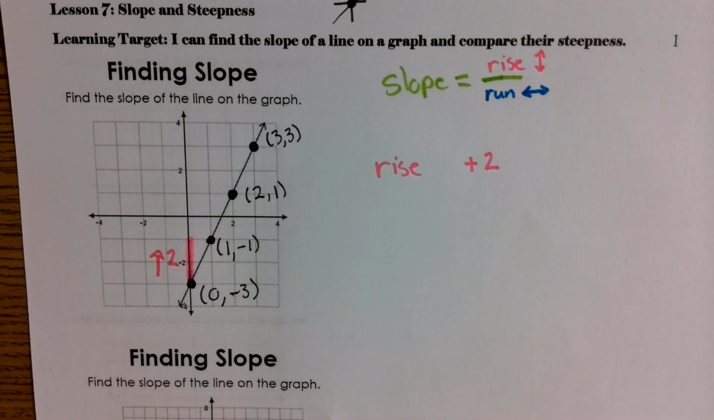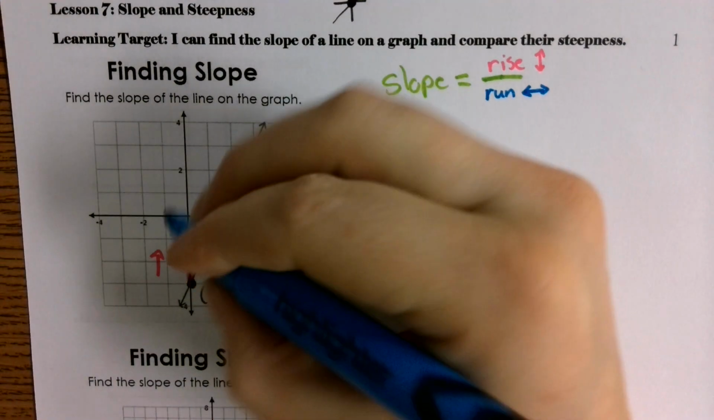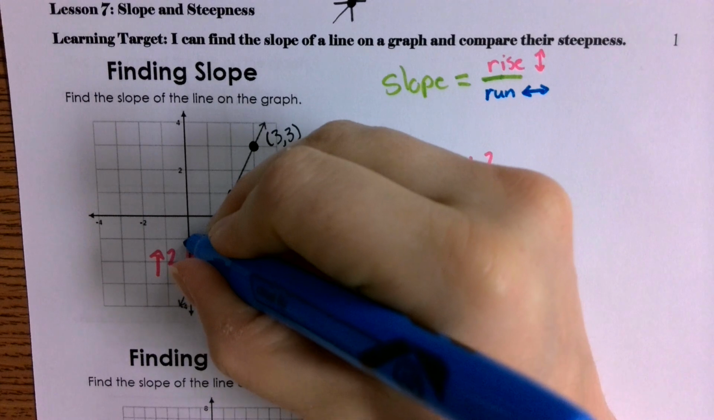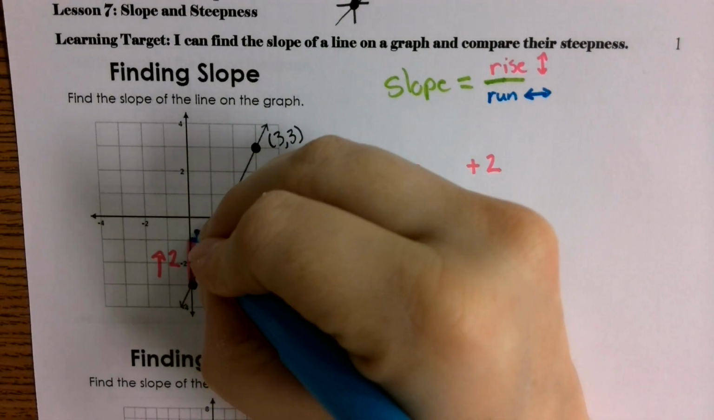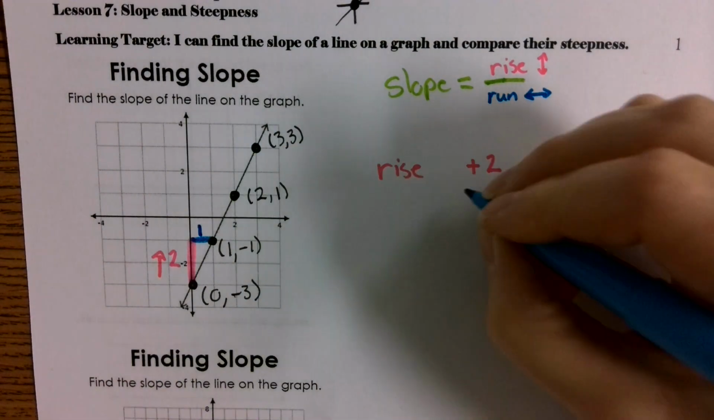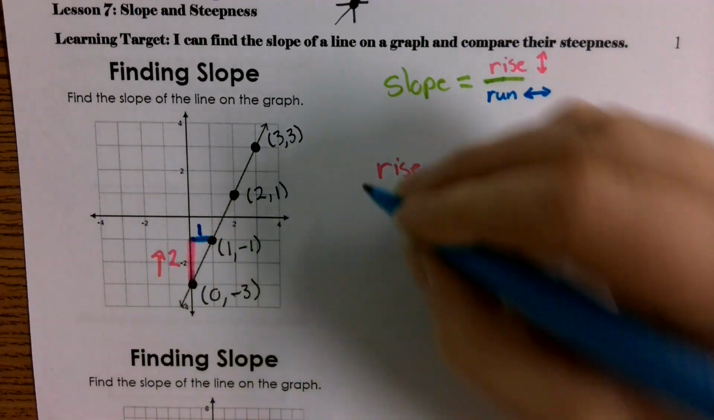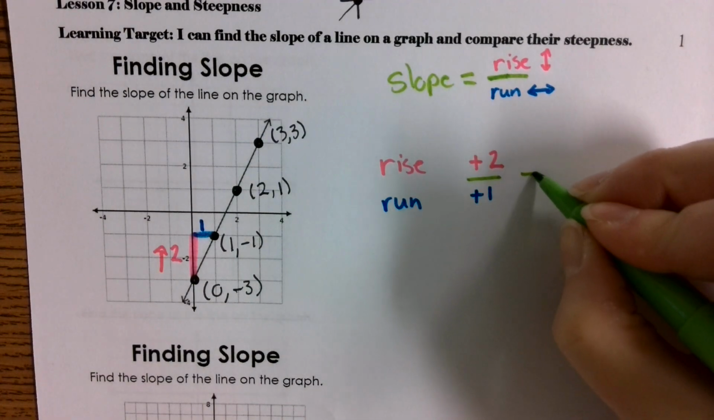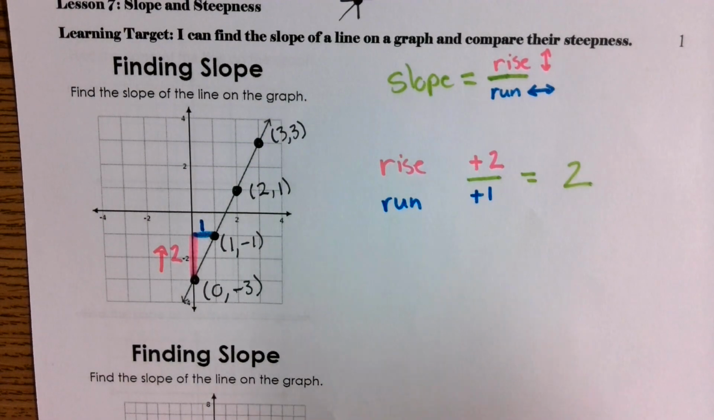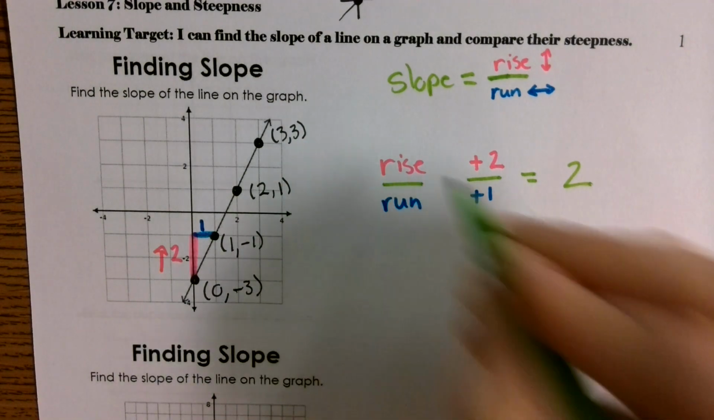Okay, now my run, again, I'm forming a right triangle here. My run is what? What's my run going to be? Guadalupe? 1. It is a positive 1. So my run is positive, my rise is positive. I always set it up as rise over run. So my slope in this case is 2 over 1 or just 2.